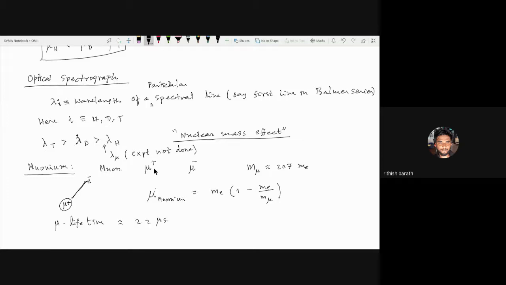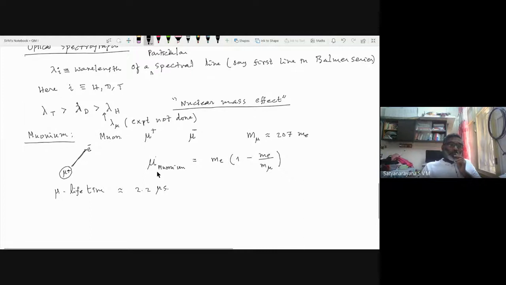Sir, exactly. So it decays very fast, but the formation of this muonium is something which one can experimentally verify. That is, muonium exists. That is something which one can experimentally verify, because this muon actually decays into a positron and two neutrinos.